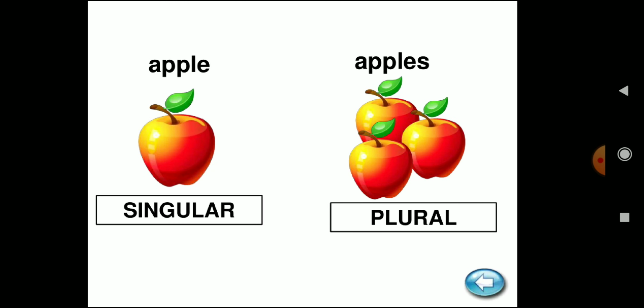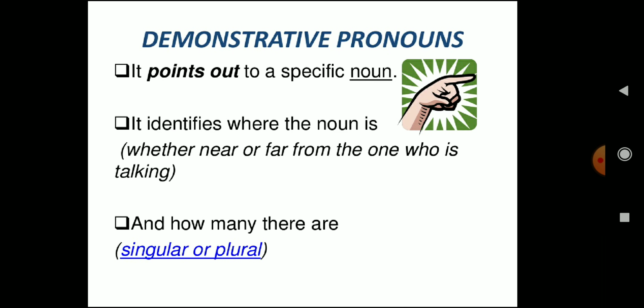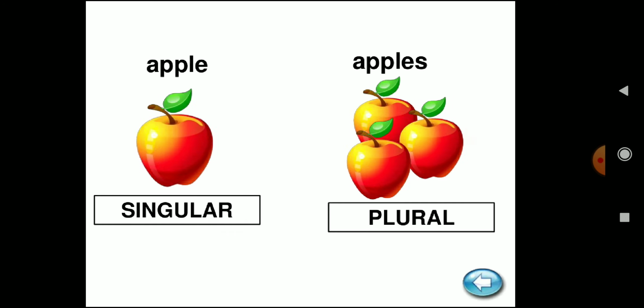Now this is something about singular and plural. If we are talking about one apple, it is singular. If we are talking about two apples, then it is plural. You will understand why I am telling you about singular and plural. Now see, a demonstrative pronoun points out a specific noun. It identifies where the noun is, whether near or far from the one who is talking, and how many are there, singular or plural. Okay.